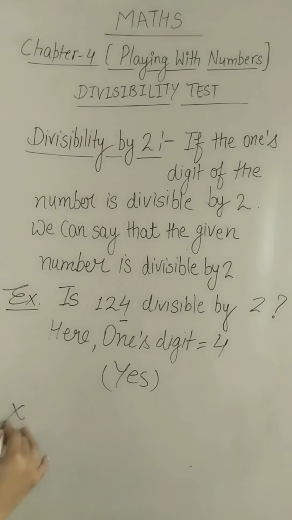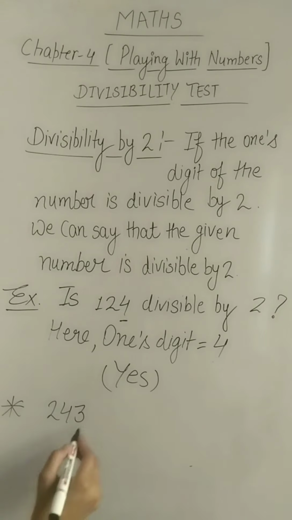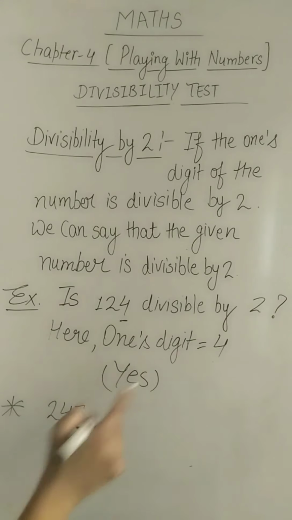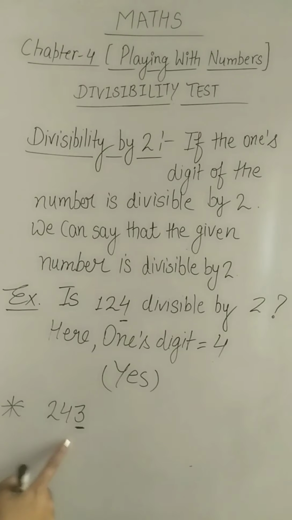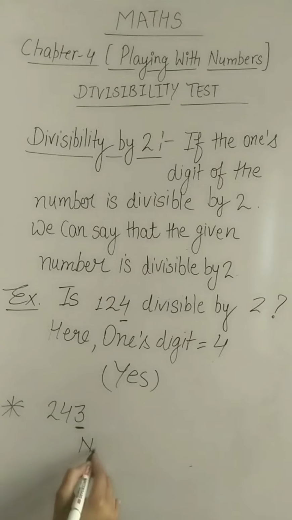Okay, so students, let's take one more example, 243. Is 243 divisible by 2? As you all know, here we have to check only the ones digit. The ones digit here is 3, and 3 is not divisible by 2. That's why 243 is not divisible by 2. Okay students, so I hope it is clear to you all.